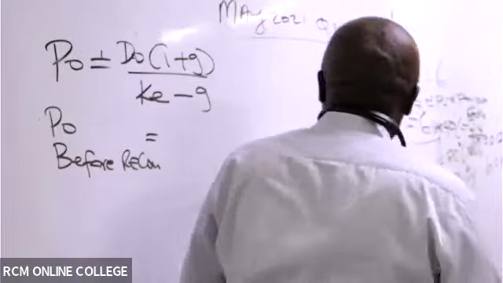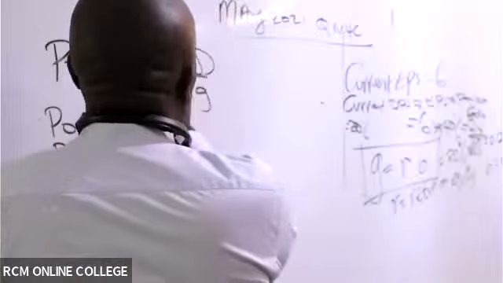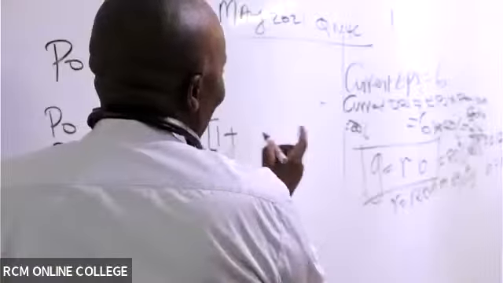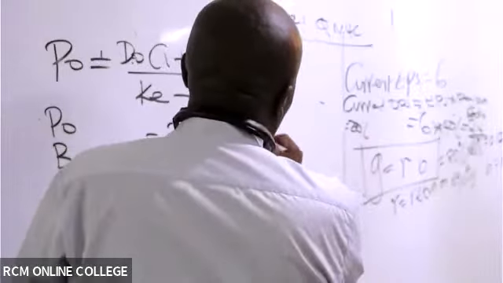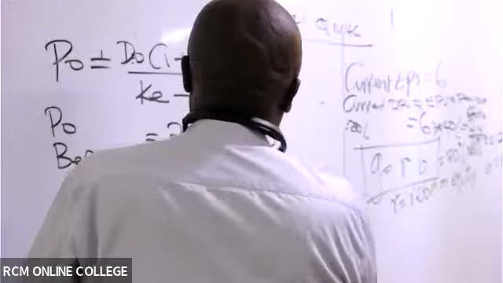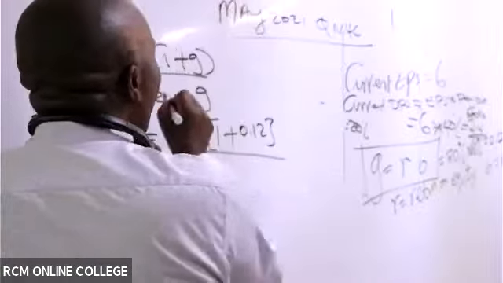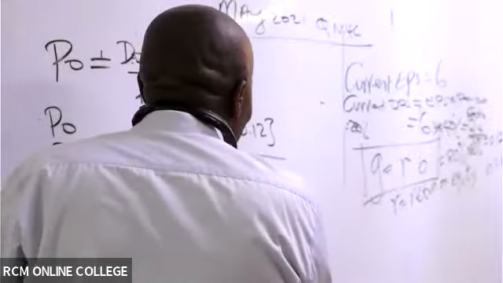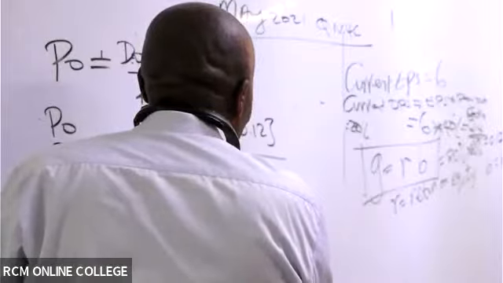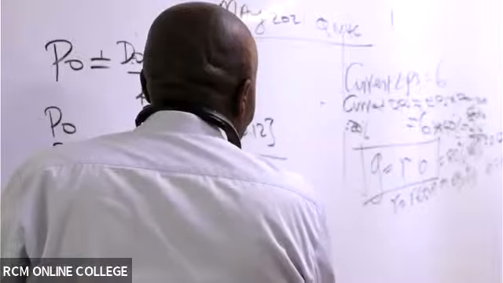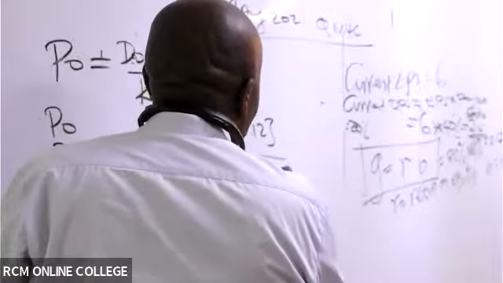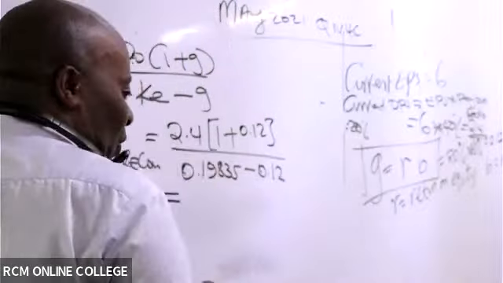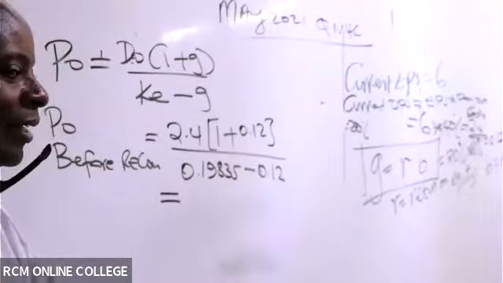So P0 after reconstruction. You see, the only thing you'll be using here which is different is the cost of equity before reconstruction. All the other things will be the same. So P0 will be dividends per share, which you gave me at 2.4, times 1 plus growth rate, which is 0.12, all over cost of equity before, 0.19835 minus 0.12. Please give me the numerator.